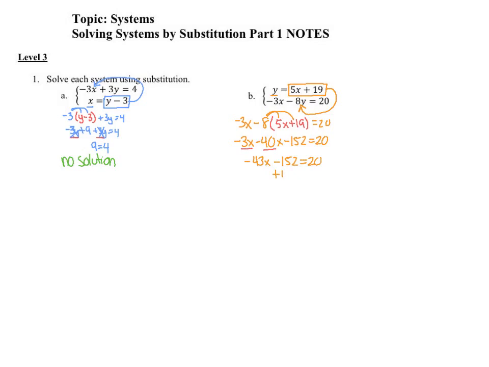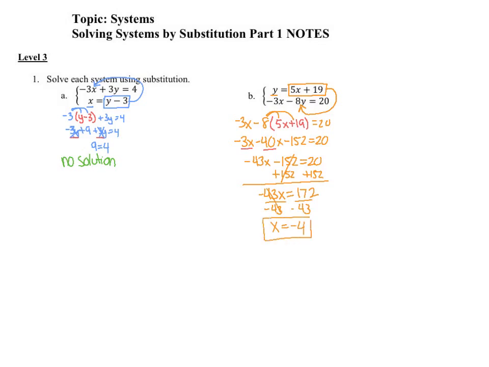I can add 152 to both sides. The 152 cancels. I get negative 43x equals 172. And I take the 172 and I divide it by negative 43. I want to get that x by itself. So x is going to equal negative 4.